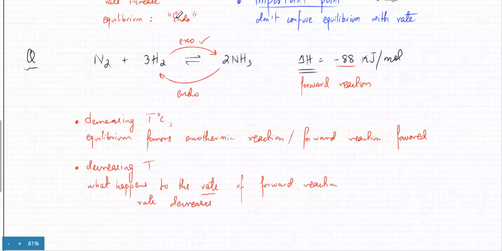What the equilibrium is simply suggesting is that even though both reactions decrease in speed when temperature decreases, the forward reaction would still be slightly faster compared to the backward. Is this question clear to everyone? Yes or no? Is this clear?